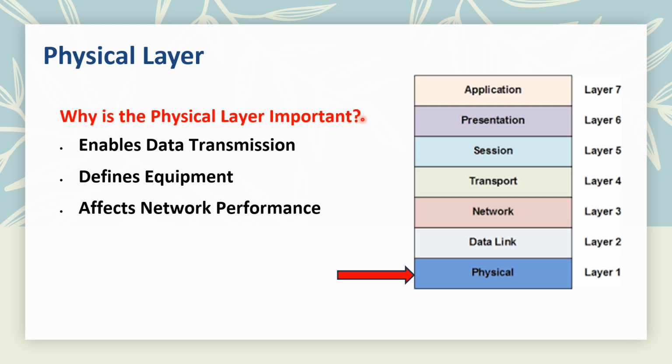The physical layer is crucial because it enables data transmission. It is responsible for sending data across the network. It tells us what hardware is needed for the network to work. The type of physical medium can impact how fast and reliable the network is.